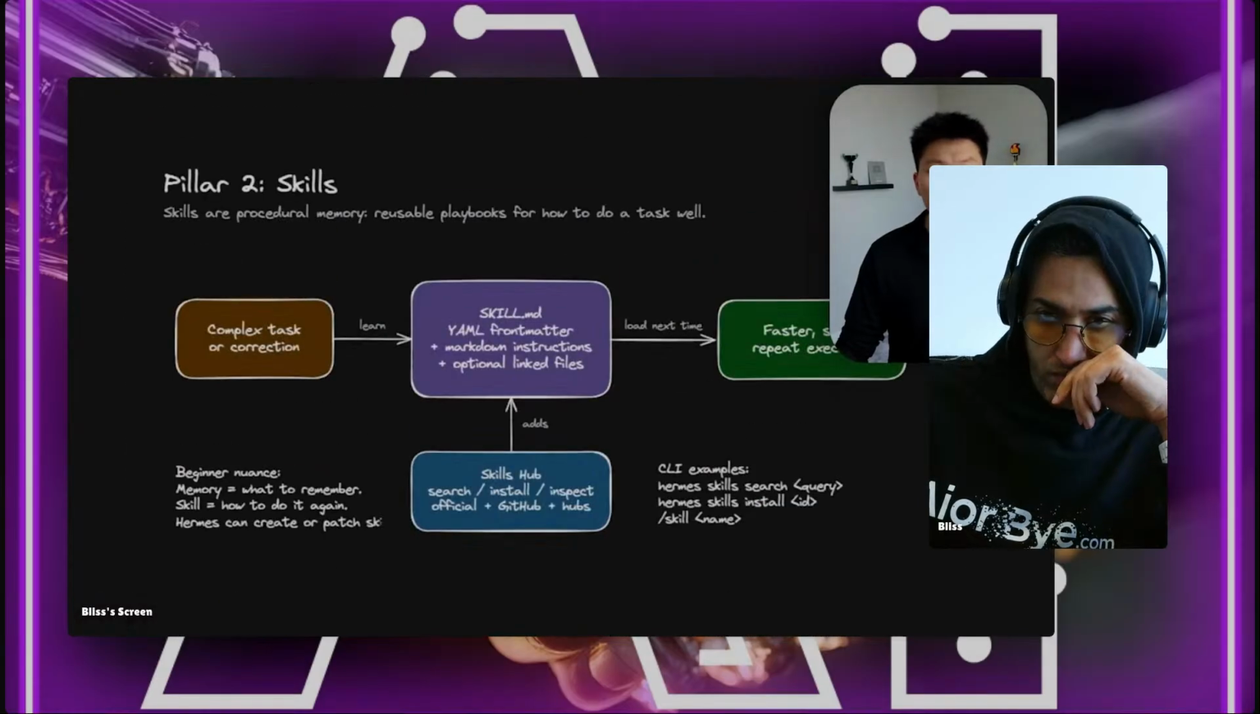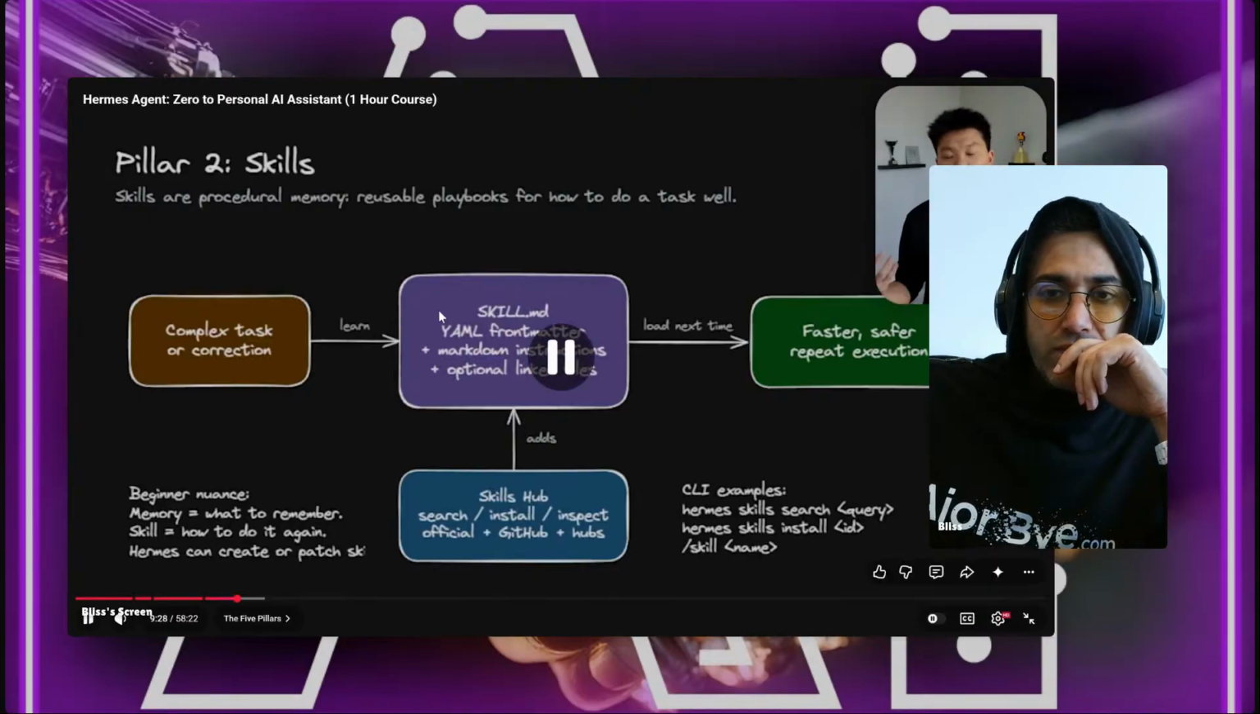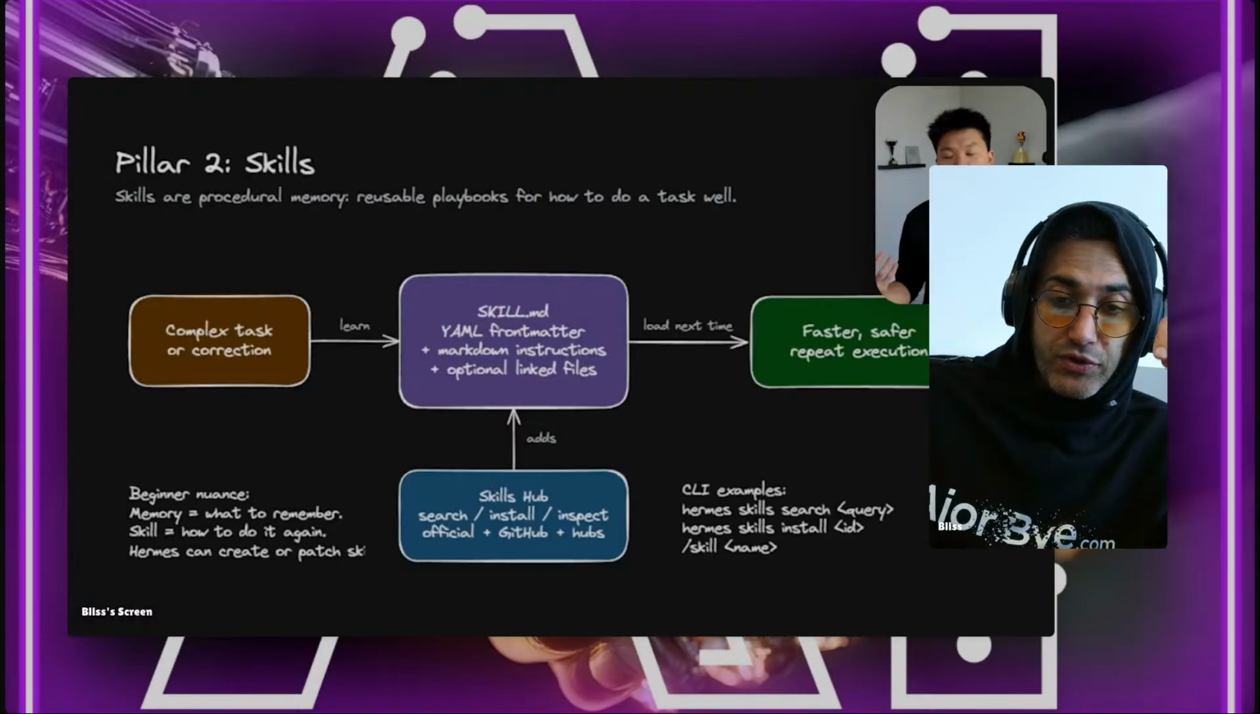The second pillar we have here is skills. So skills are procedural memory, reusable playbooks for how to do a task well. Interesting. They're still memory, except that they're procedural memory. Good one. I like that. See the way he puts it.